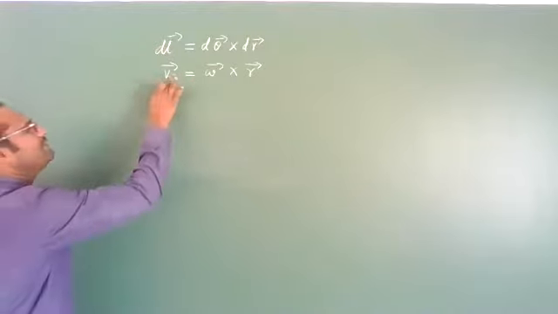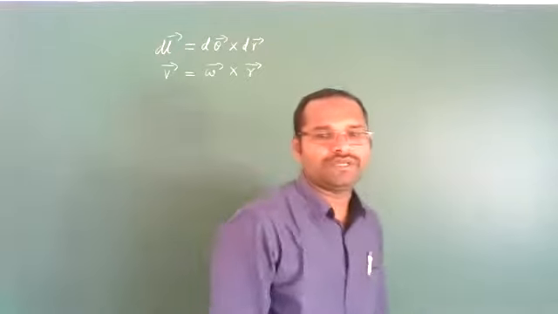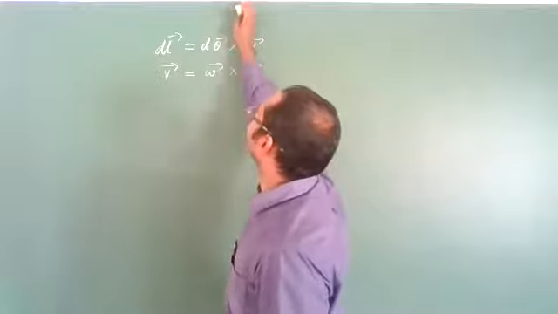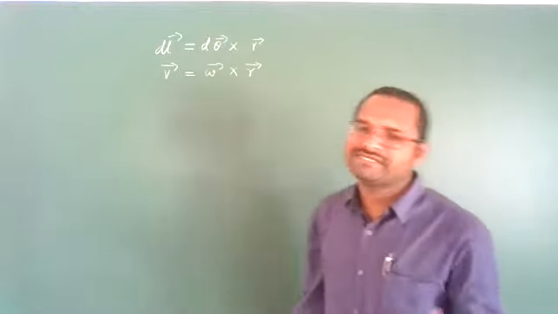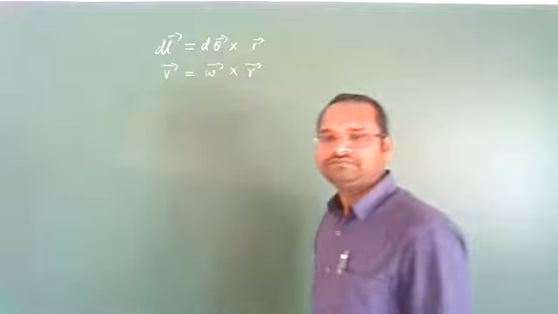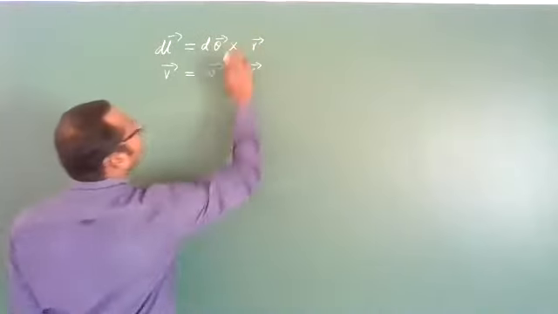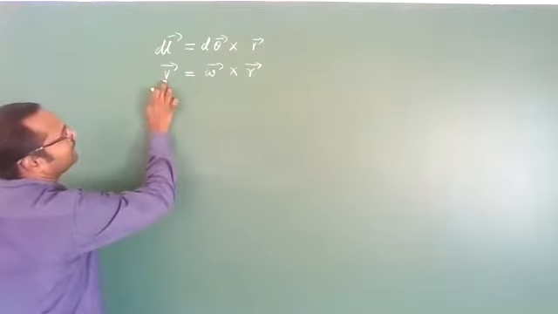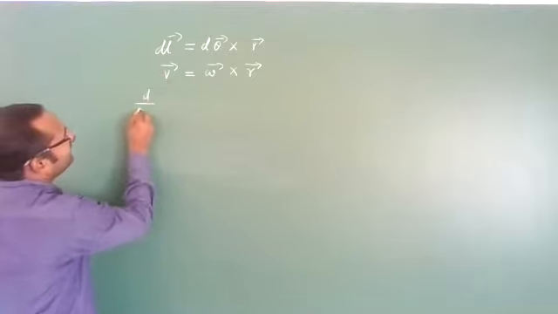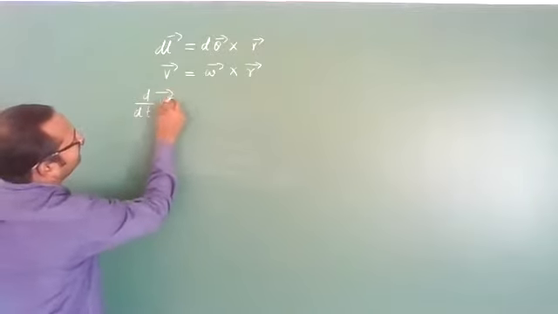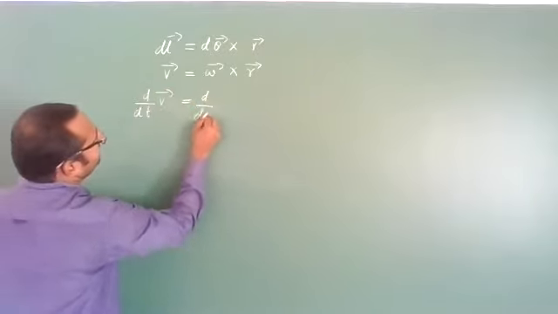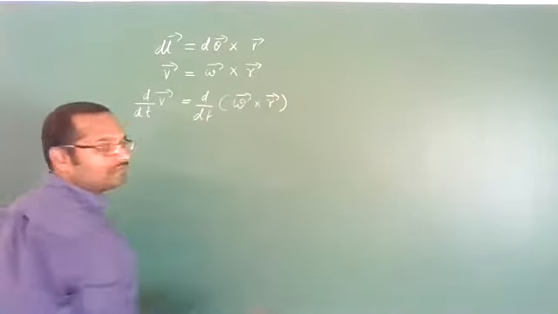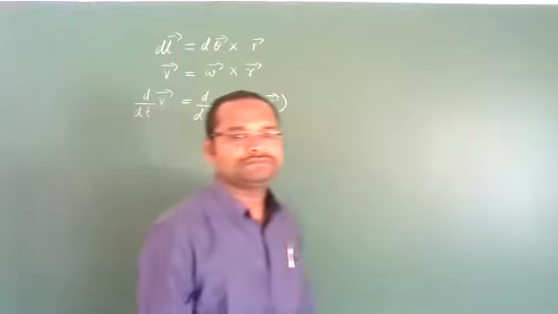Now let us take the derivative with respect to time. Let us differentiate this equation with respect to time. So we get d by dt of v bar equals d by dt of omega bar cross r bar.